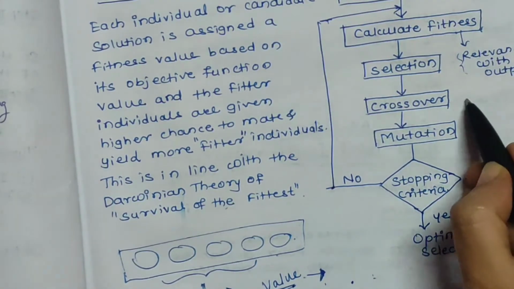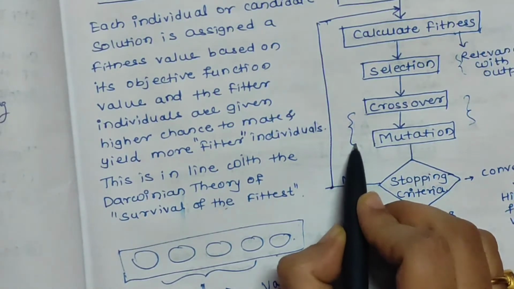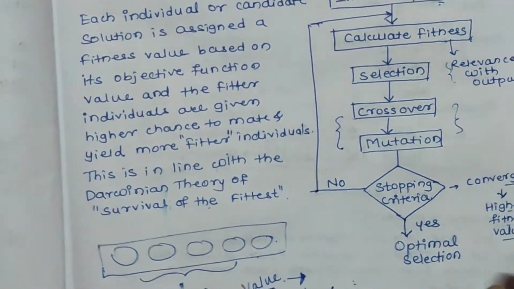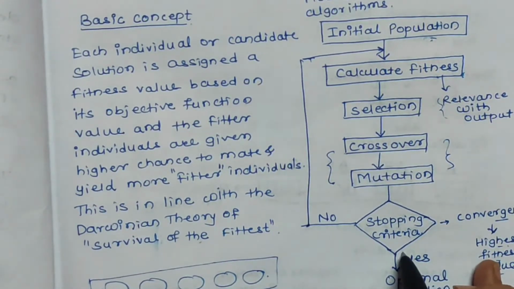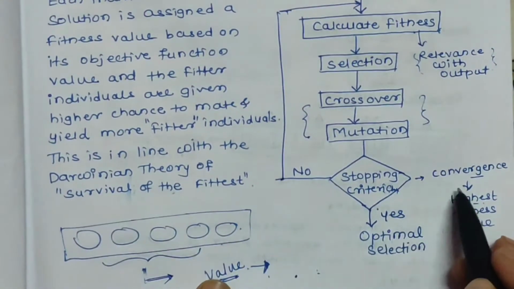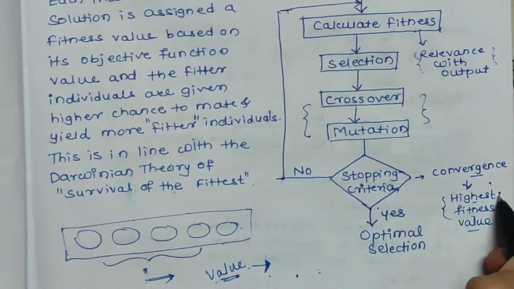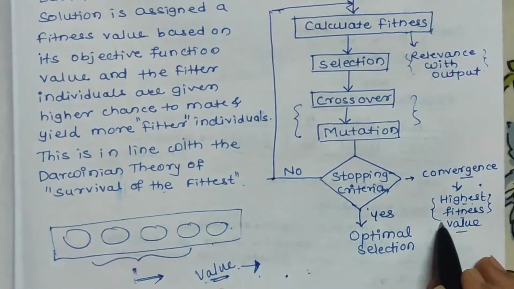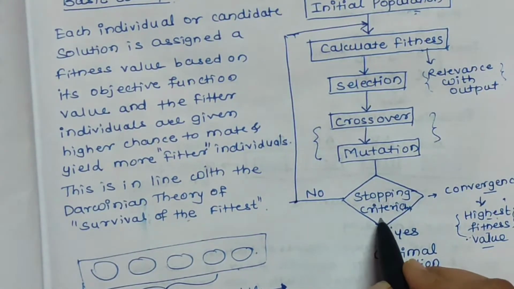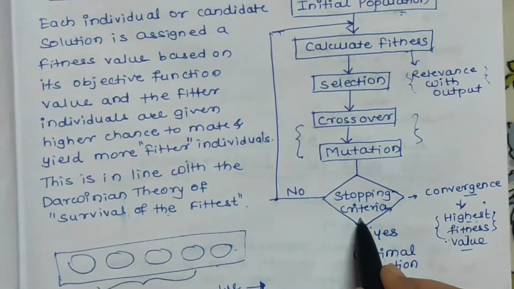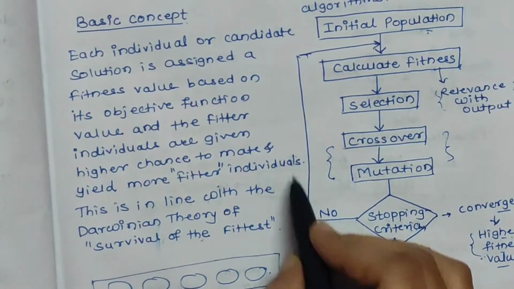After that, the two steps are there, that is crossover and mutation, that we will discuss in the coming videos in detail. And then this process is repeated, you can see here, until the stopping criteria is met. This stopping criteria is nothing but a convergence, and this convergence is reached when we get the highest or optimal fitness value. And if we are not satisfied with the output, or if we think that the convergence is not met or the stopping criteria is not reached, then we will repeat the process.